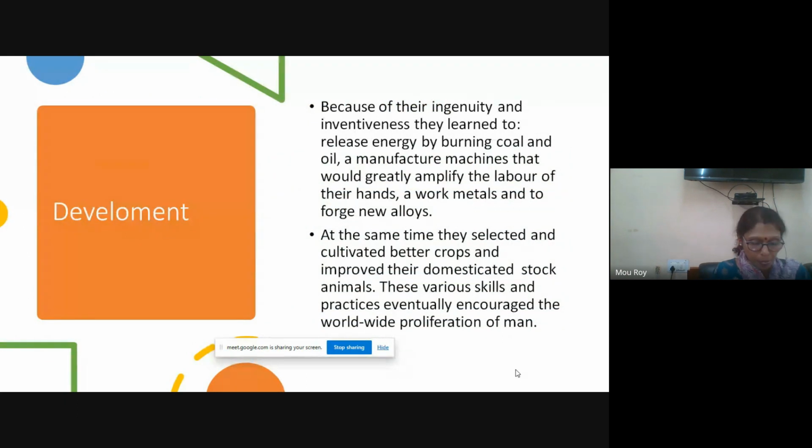Now, development. What do you mean by development? Basically, we are talking about environment development.